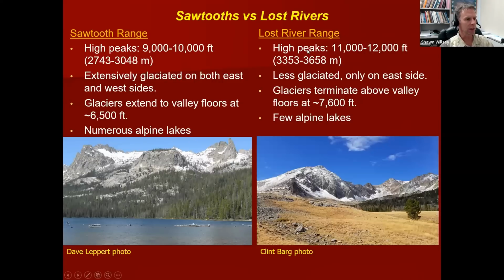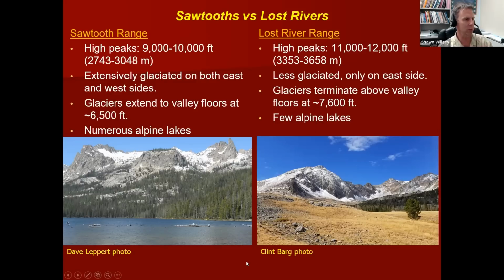If we contrast that with the Lost River Range, like we said, it's way less glaciated. It has glaciers, but they tend to be just on the east side of the range. And those valleys that had glaciers in them, it looks like those glaciers didn't get nearly as far down the valley floors, and so they terminate at a much higher elevation than what we see in the Sawtooth. And then finally, if you look around the Lost River Range, there are a few lakes here and there, but you could count them on a couple hands, I suppose. I haven't counted how many there are, but I would guess maybe 10, 20, 30 or so. And they're small. They're not nearly as big as the lakes we see in the Sawtooth Range.